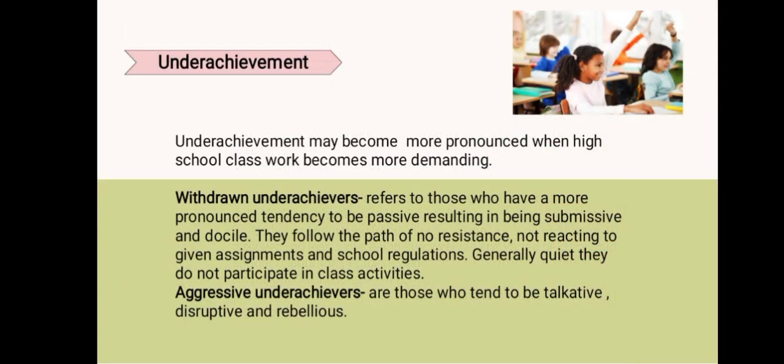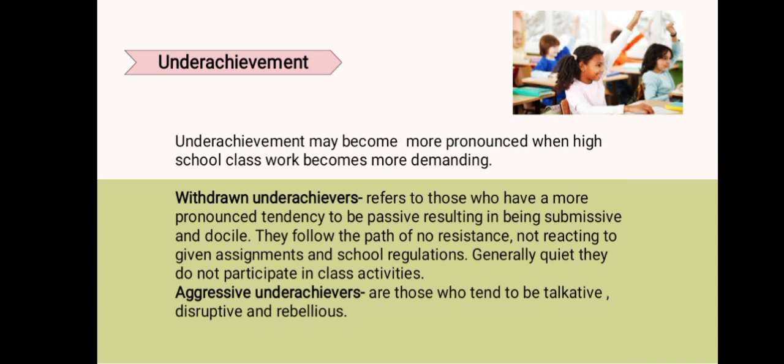Achievement. Underachievement may become more pronounced when high school classwork becomes more demanding. First type of underachievement is withdrawn underachievers. Refers to those who have a more pronounced tendency to be passive, resulting in being submissive and docile. They follow the path of no resistance, not reacting to given assignments and school regulations. Generally quiet, they do not participate in class activities.